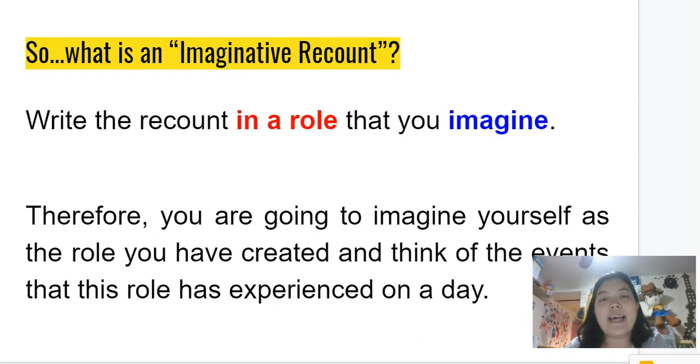So what is an imaginative recount? An imaginative recount means you're writing the recount not in your real self, but in a role that you imagine. So it's a fake character in a role that you imagine. So in this short task, you are going to imagine yourself as the role that you have created and think of the events that this role has experienced on one day.